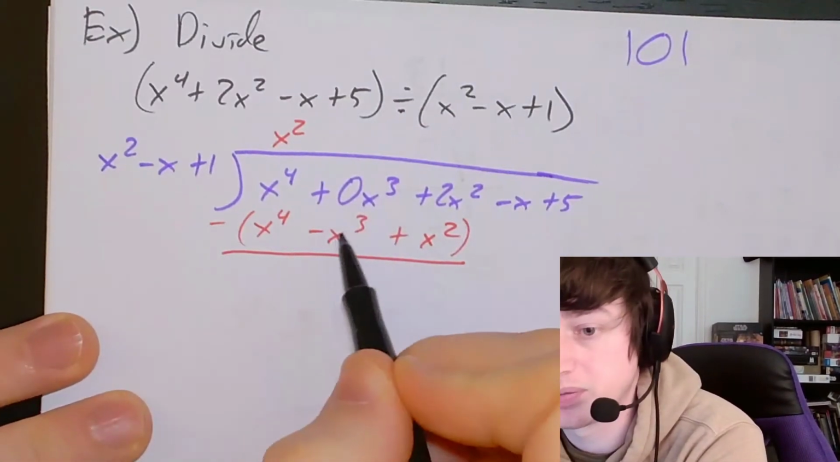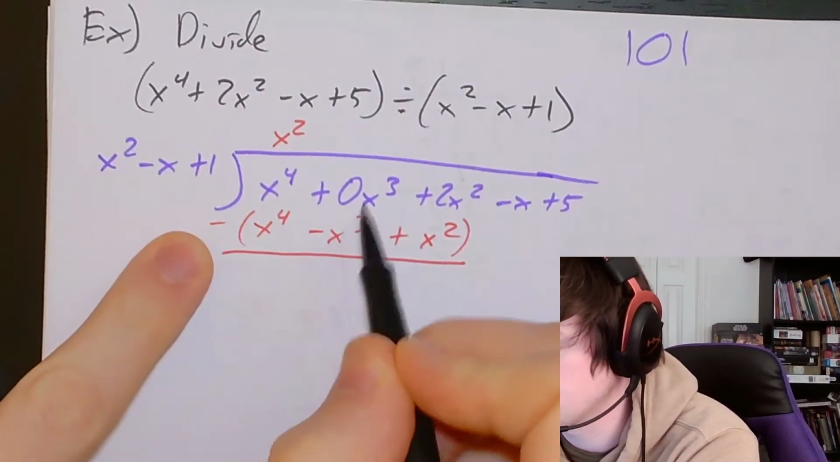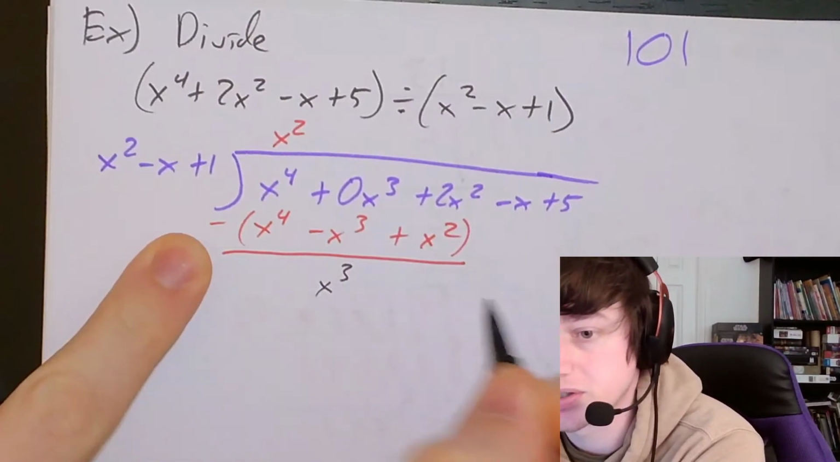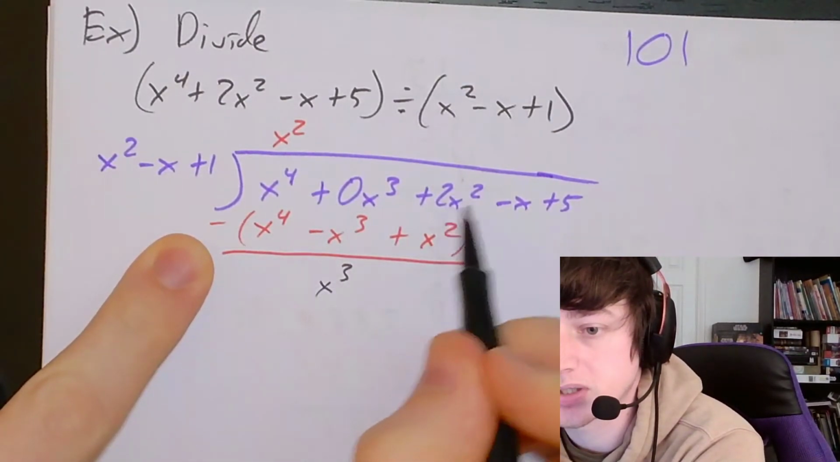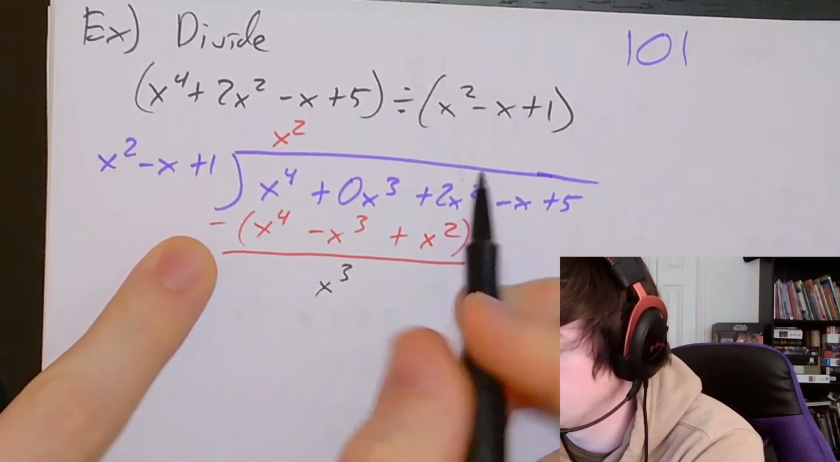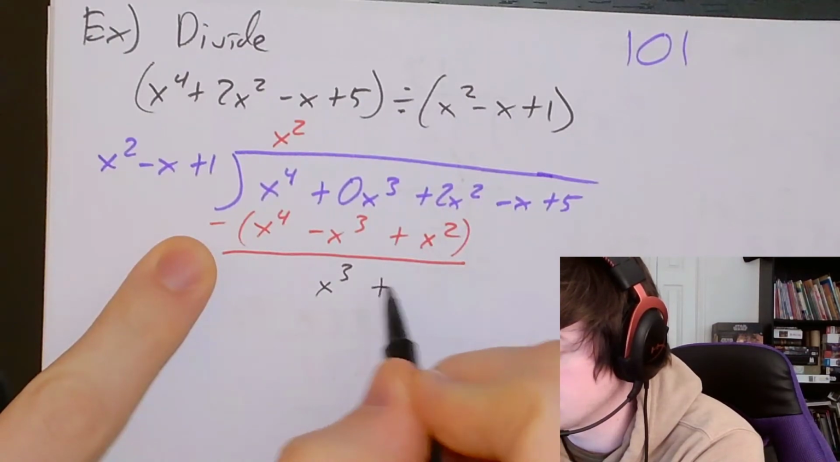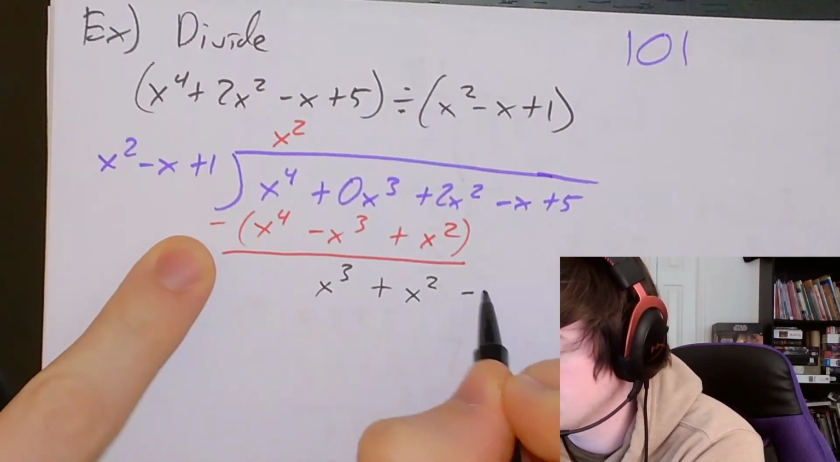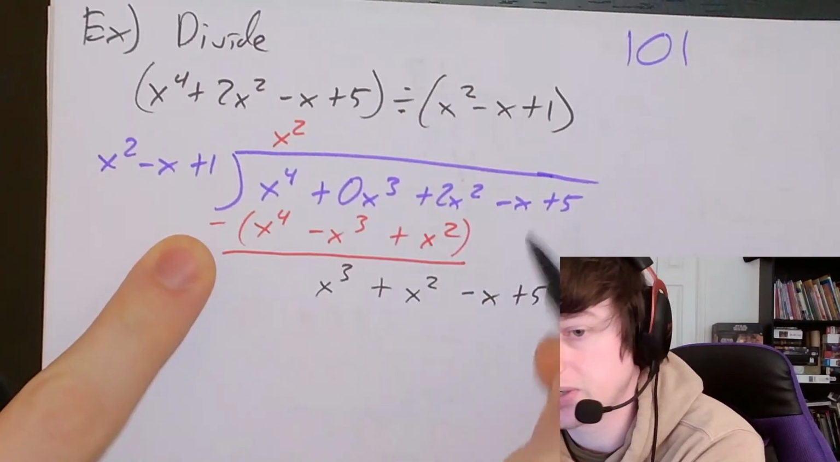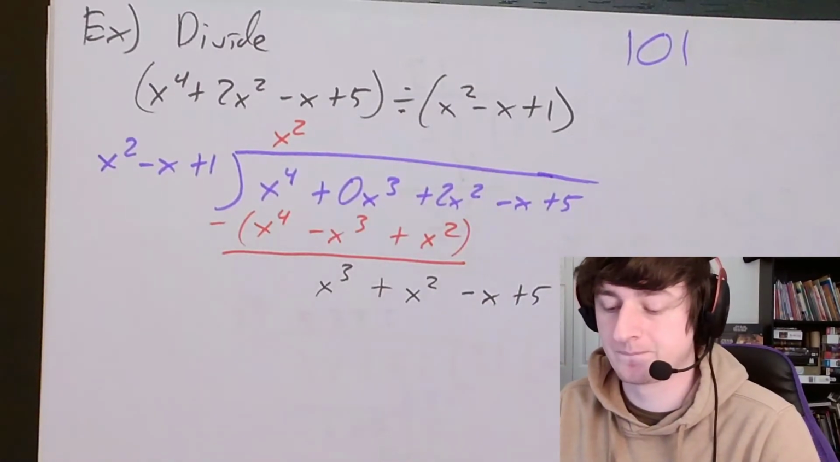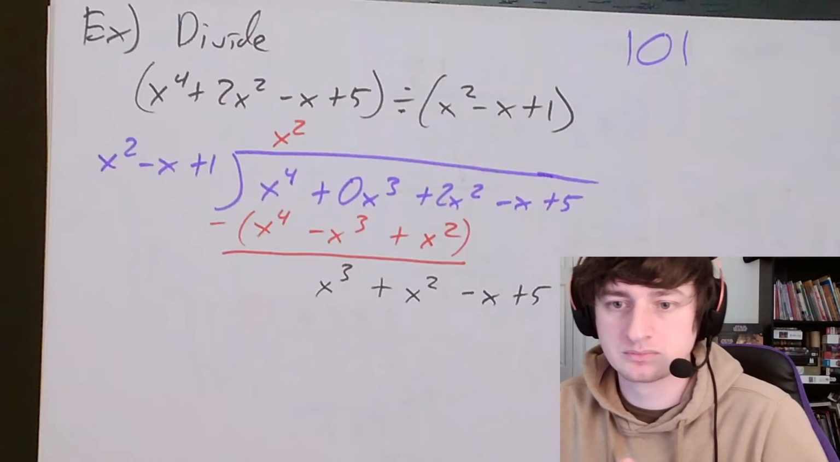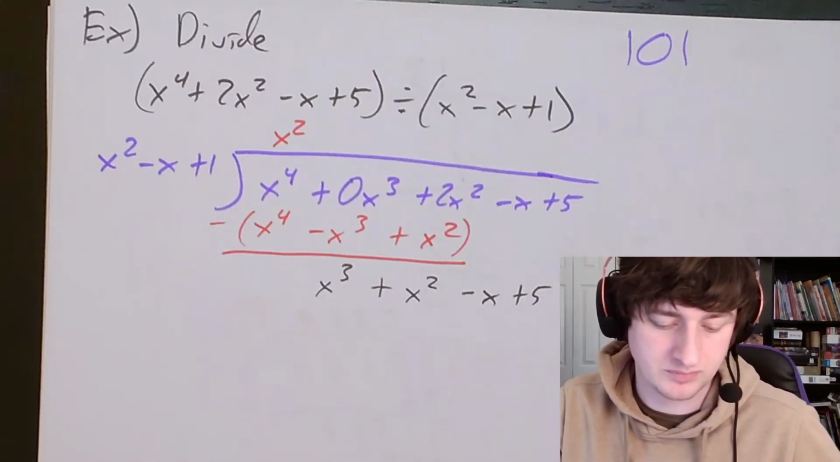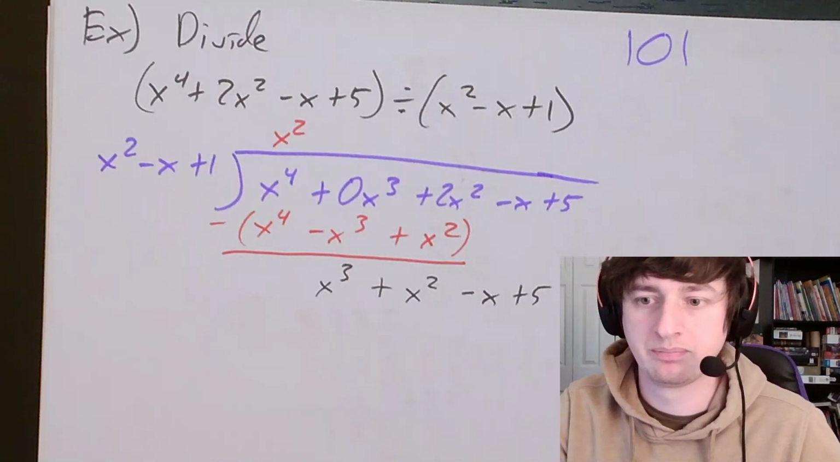0x cubed plus, right? Minus a minus becomes plus, becomes a single x cubed. And then 2x squared minus an x squared just becomes a single x squared minus an x plus a 5. So I bring down the rest of the problem. Okay, and then we start our pattern over again.